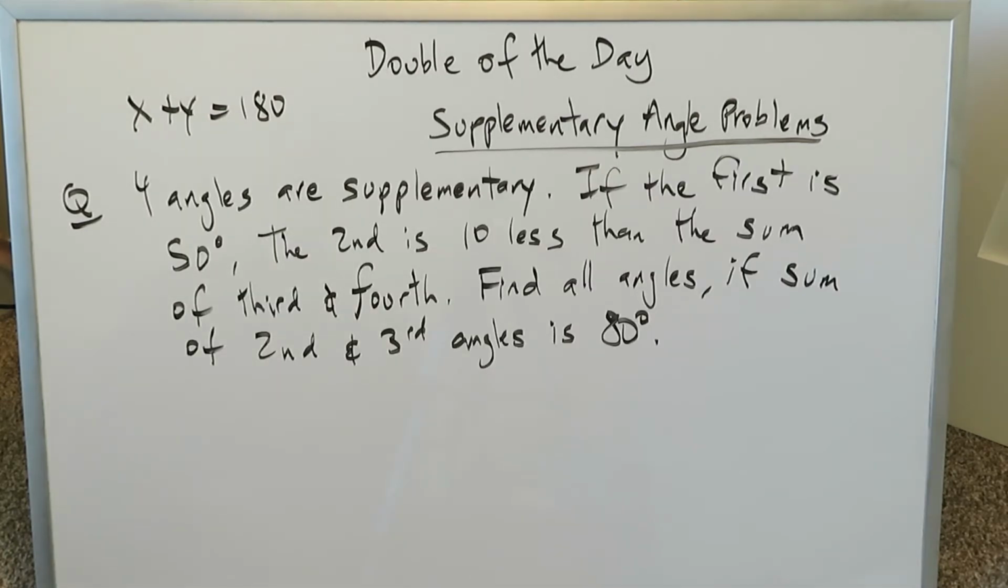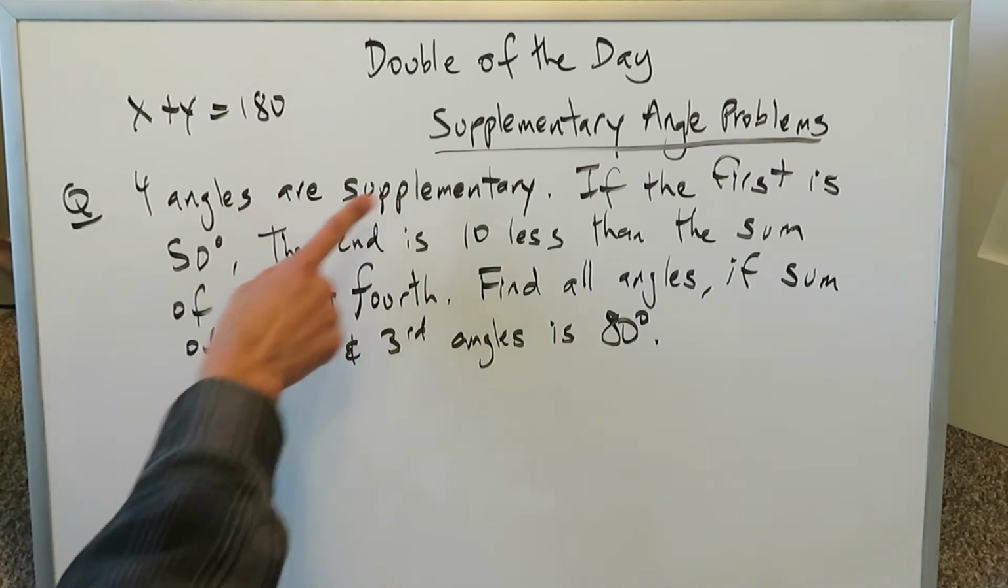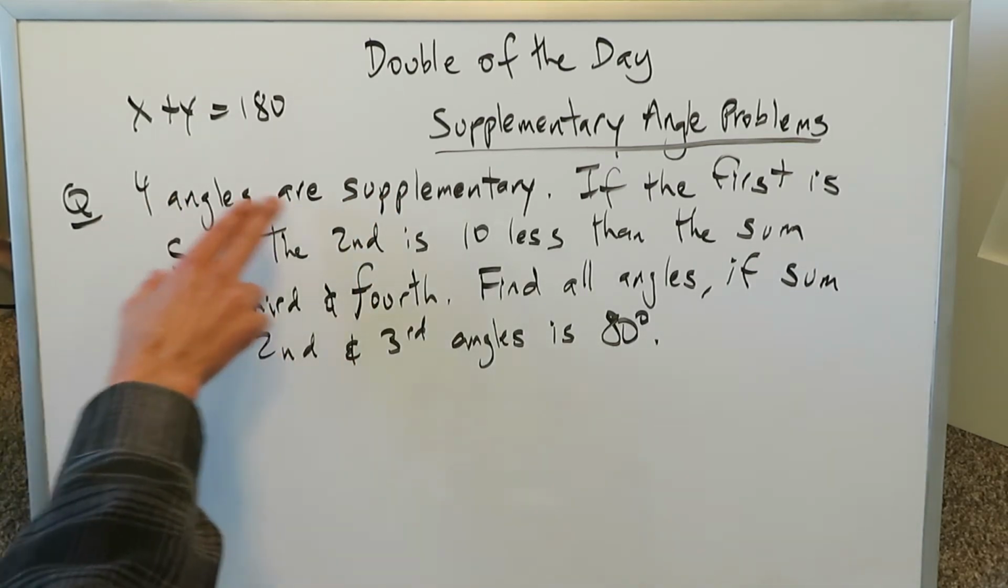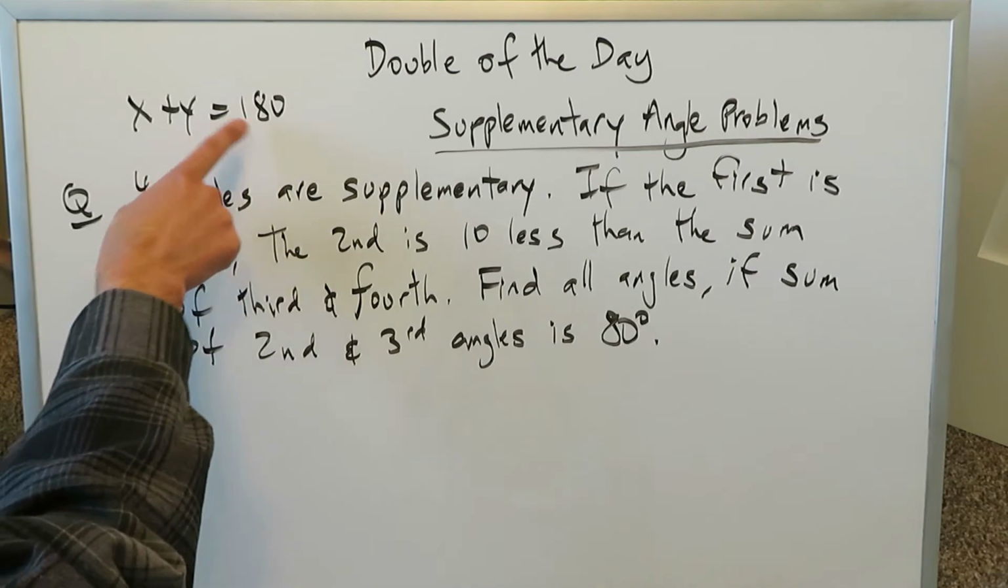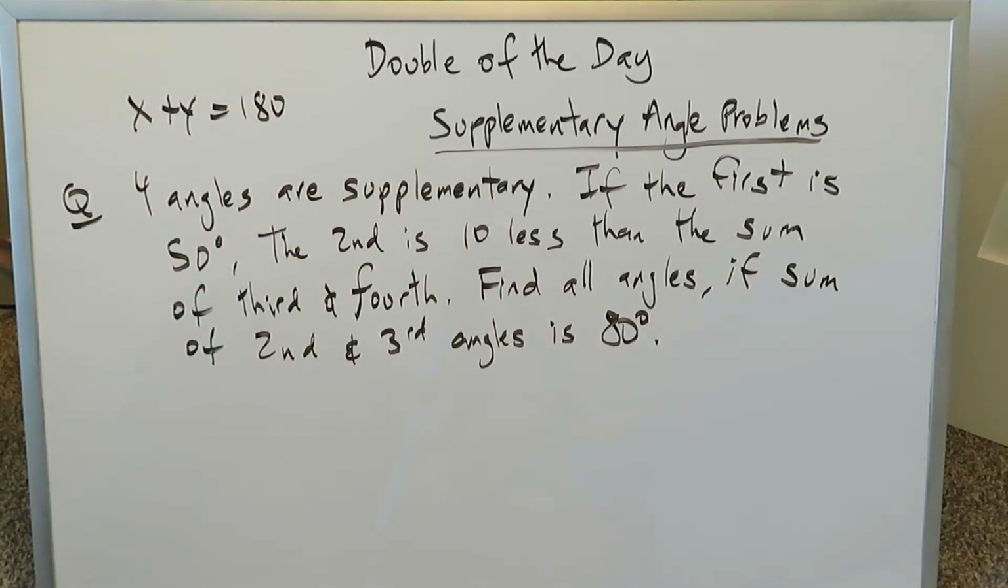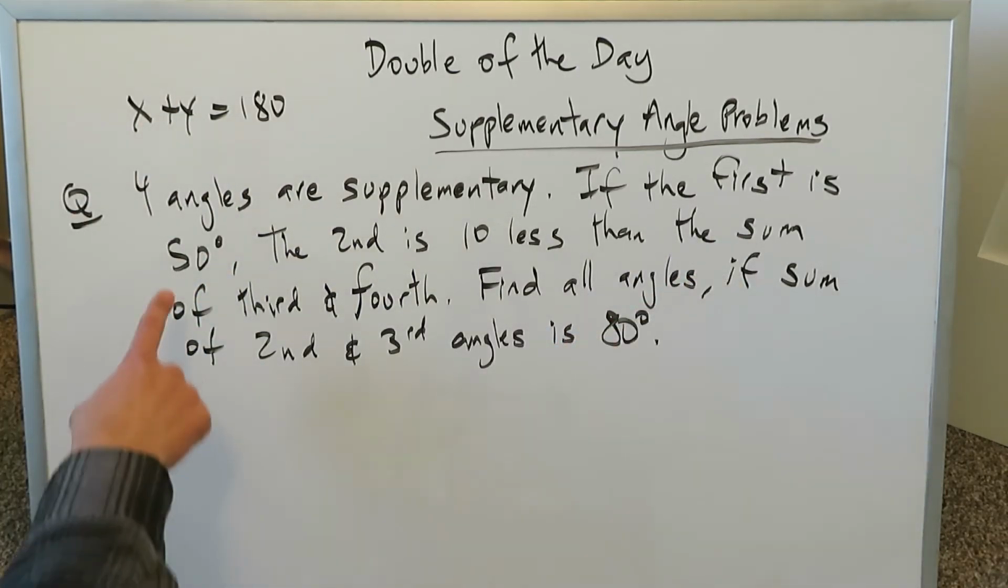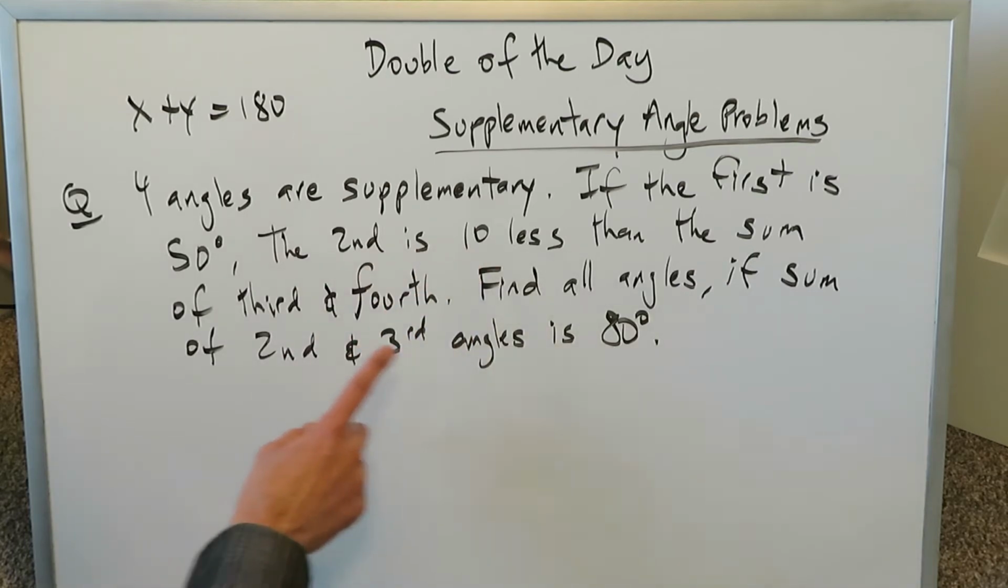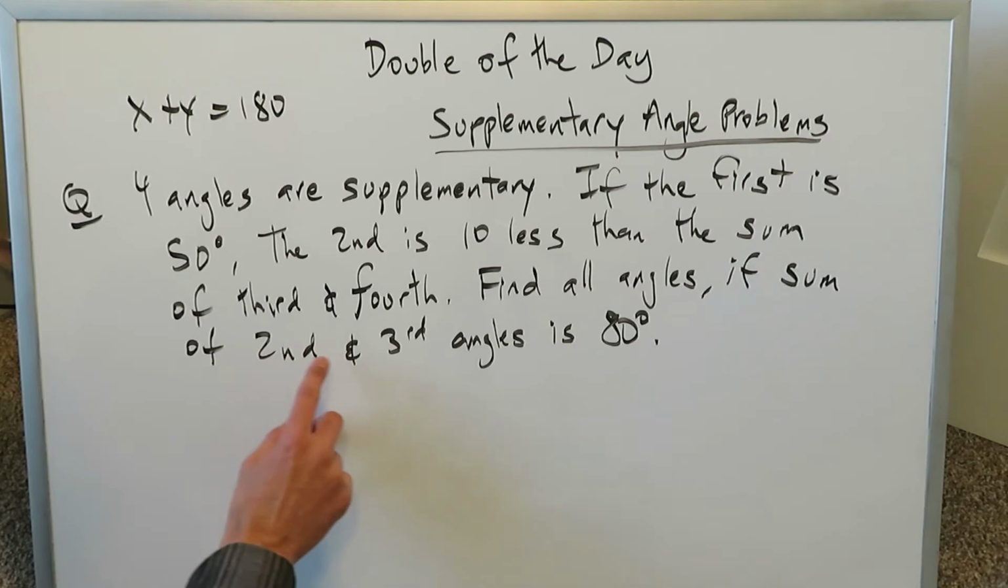Our second and last question of this video is an excellent supplementary angle word problem. We will read it and then we will solve it in a logical manner. Four angles are supplementary, which means they all add up to 180. So we'll have four angles adding up to 180 degrees. If the first is 50 degrees, the second is 10 less than the sum of the third and the fourth. Find all angles if the sum of the second and third angles is 80 degrees.